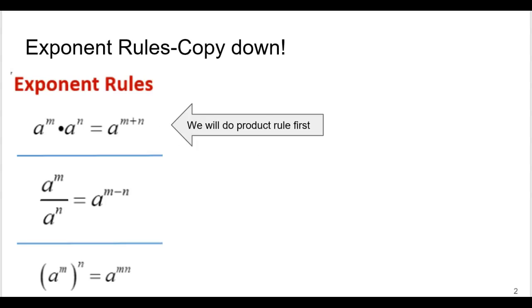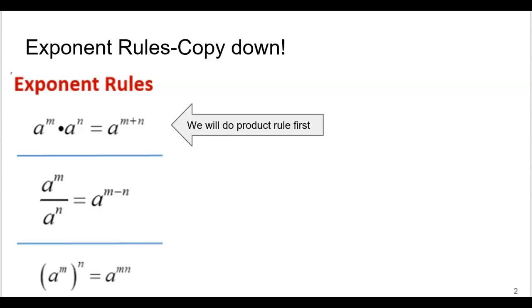Hi, today we are starting skill 5 on exponent properties. So this tells us the rules of exponents. There's three main rules: product, quotient, and power. We're going to start with the product rule first.